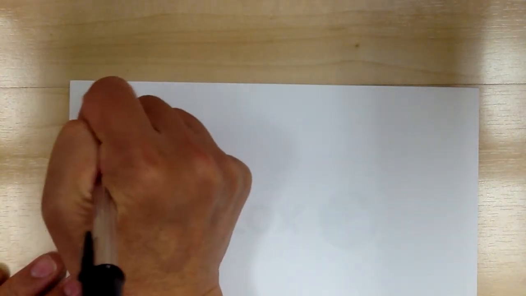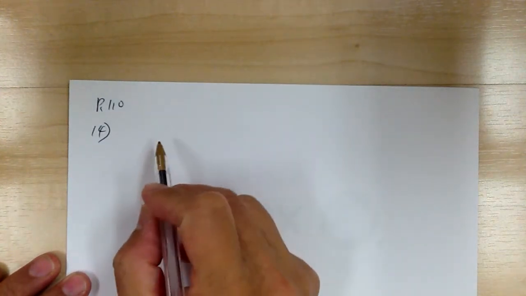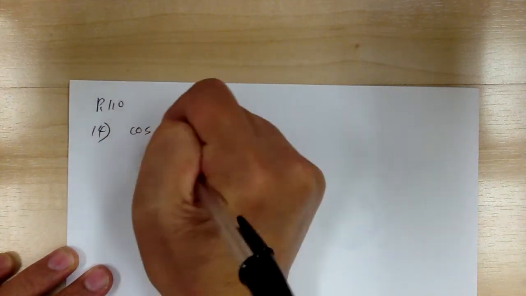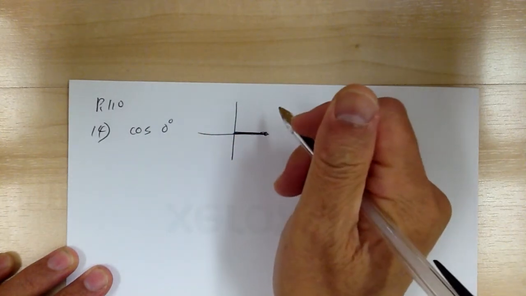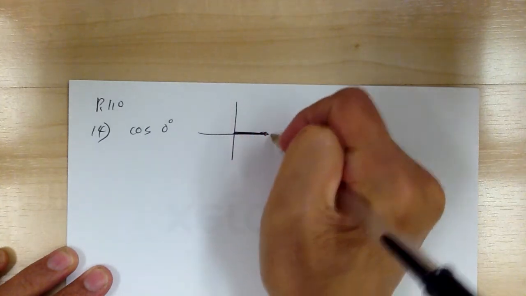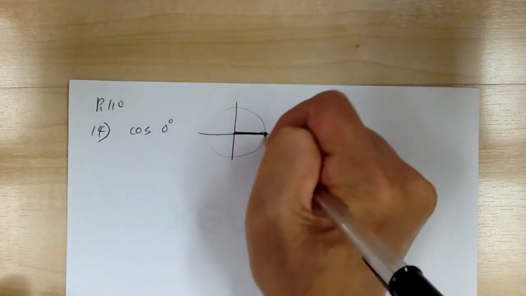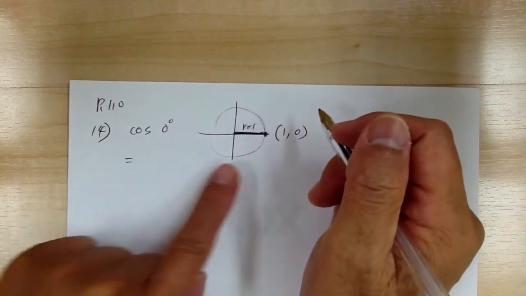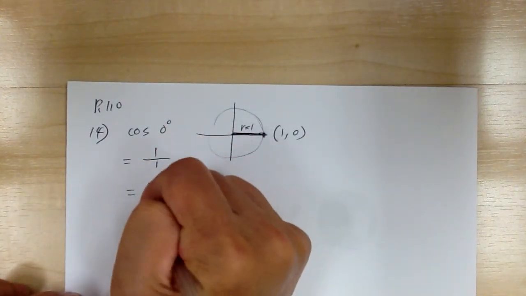Okay, so let's go to page 110 and do 14. For this problem, you need to draw a triangle, label all three sides, and from there you can figure out the ratio. Number 14, cosine of 0 degrees. So 0 degrees is over here. Cosine is the horizontal. If it helps, draw your coordinates: 1, 0. Imagine that this is a circle, so the radius is equal to 1, and that's your hypotenuse. In this case, the cosine is the horizontal, or the x, over the hypotenuse, which is 1. So the answer is equal to 1.